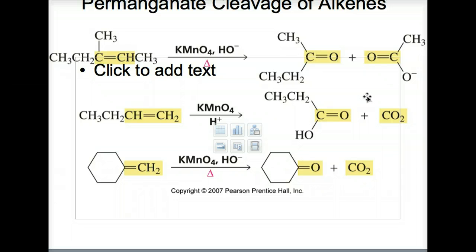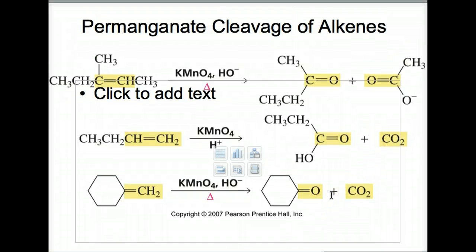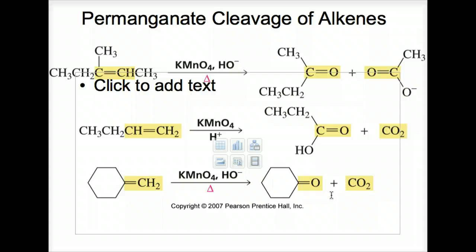Okay, let's look at permanganate cleavage of alkenes. Previously, we have seen that alkenes are oxidized to 1,2-diols with potassium permanganate. In the presence of heat, the little triangle there, and base or acid, the 1,2-diols will be further oxidized to ketones, carboxylic acids, carboxylate ions, and/or carbon dioxide, as you can see on this slide.